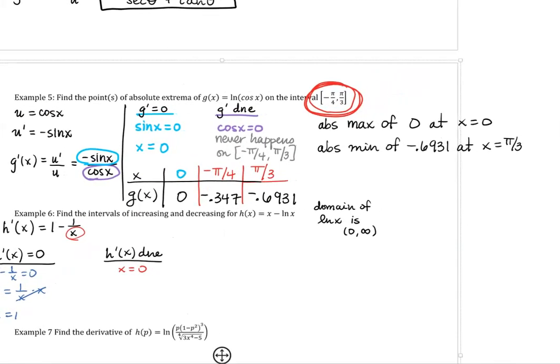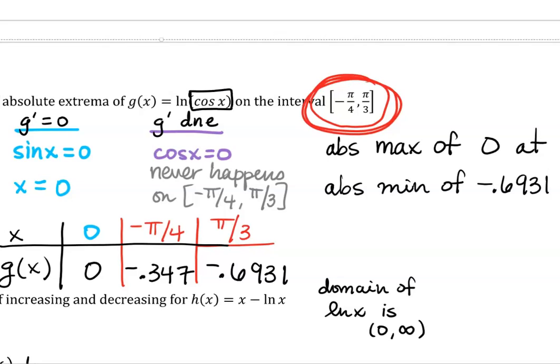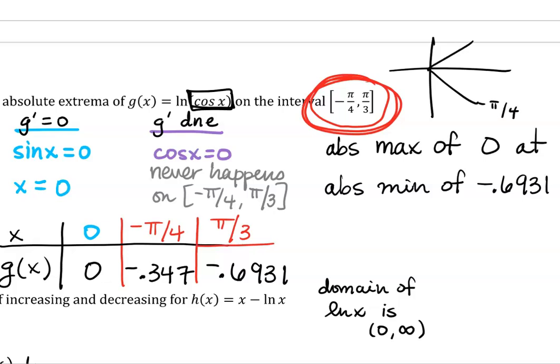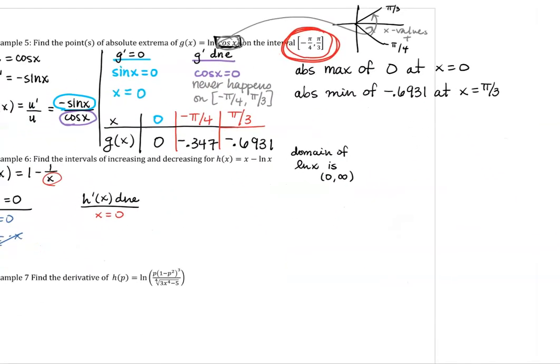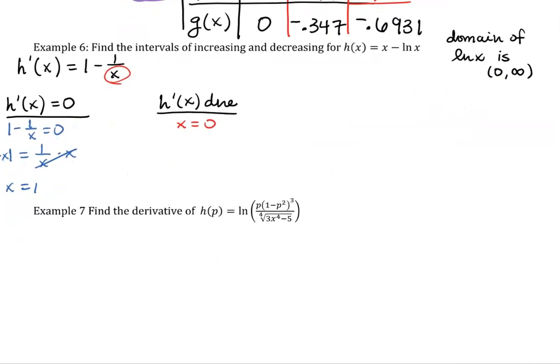think about this example here. This natural log of cosine x. On the interval that we were on, remember the little drawing I had? Negative pi over 4 to positive pi over 3. On this interval here, cosine is positive on that interval because all of those x values are positive on that interval, right? So you cannot plug things into natural log that are negative.